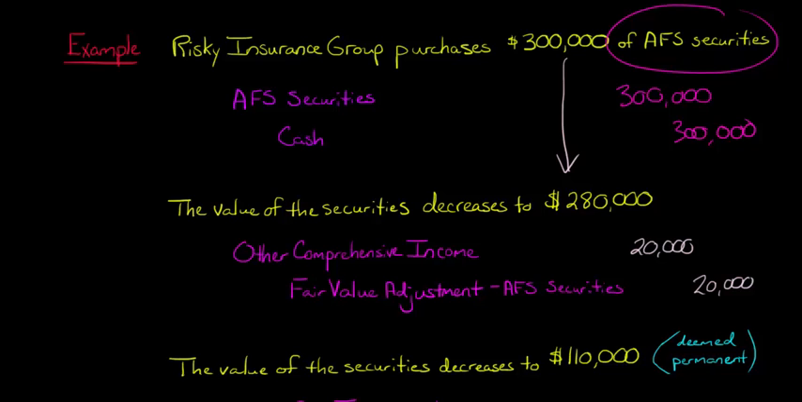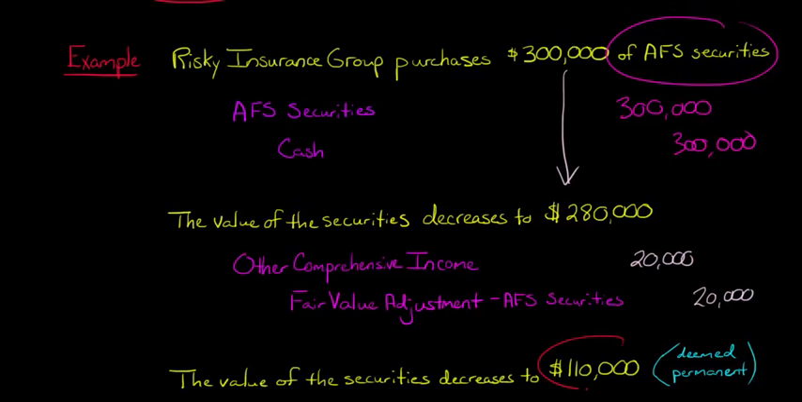So let's say that happens next. The value of the securities goes to $110,000. That's a pretty big drop. We were at 300 initially. We went to 280, and we weren't sure that was going to be permanent. We just thought it was normal fluctuations. But now it went to 110. Let's say that there was a financial meltdown, and these securities were deemed to have serious problems.